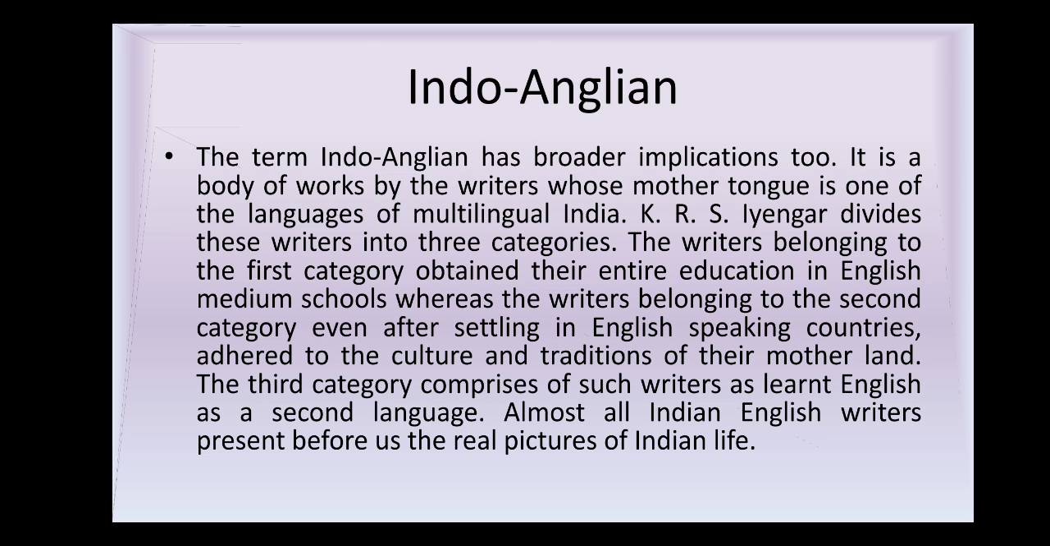Now, K.R.S. Iyengar divides these writers into three categories. The writers belonging to the first category obtained their entire education in English medium schools, whereas the writers belonging to the second category, even after settling in English-speaking countries, adhered to the culture and traditions of their own motherland, while the third category comprises such writers as learned English as a second language.